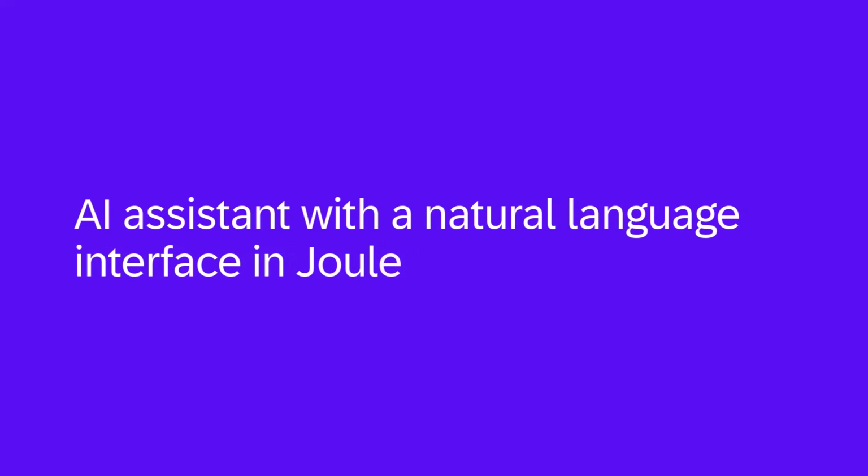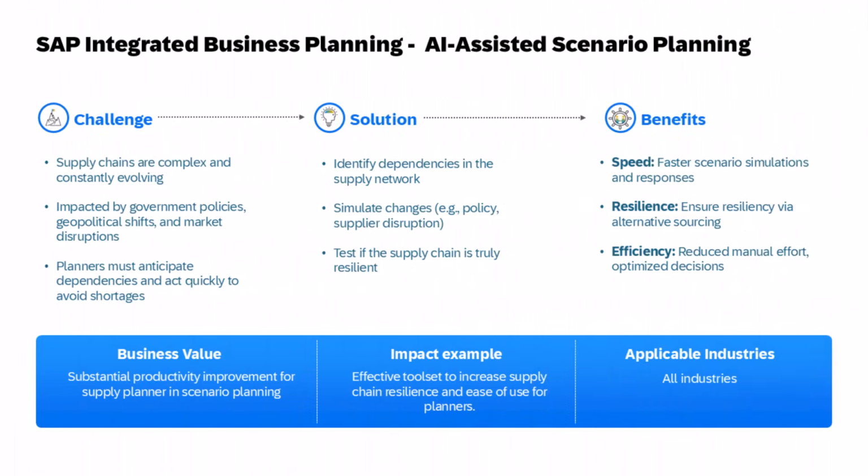With this AI assistant, you have a natural language interface available through a dual chat window. Within scenarios, you can simulate the replacement of missed orders with alternative sources of supply. At the end of the process, you can decide which scenario you want to promote to the operative version.